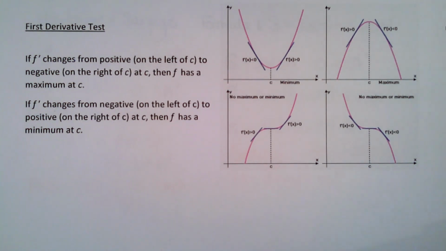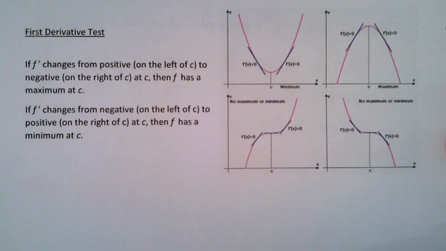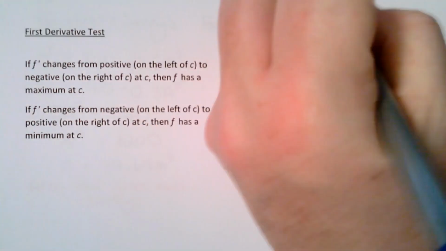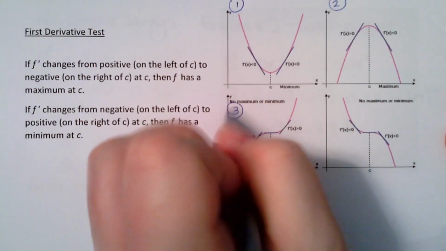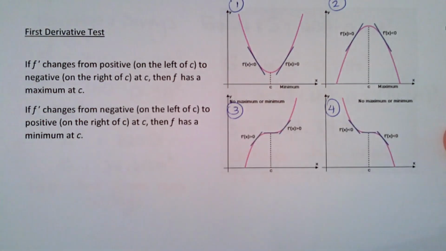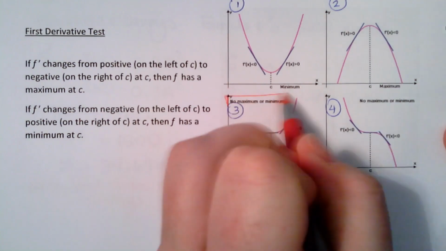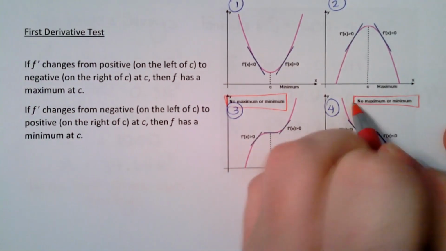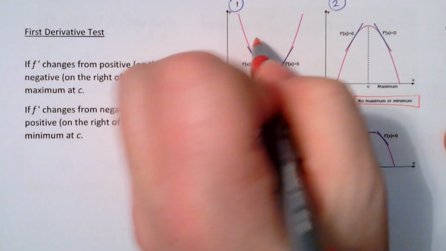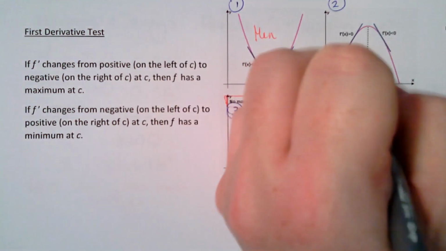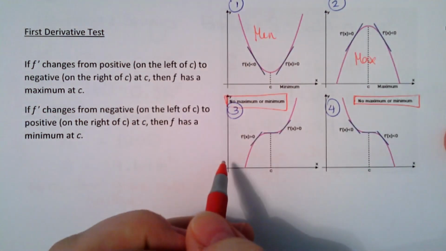Alright, so here's what the first derivative test is all about. I've got 4 images here: 1, 2, 3, 4. First thing to notice is that 3 and 4 don't actually have a max or min. This has a minimum, this has a maximum.